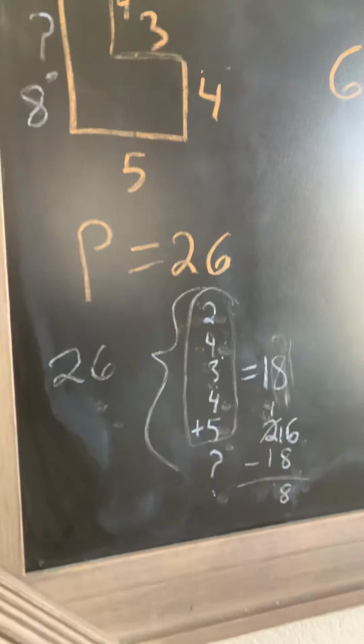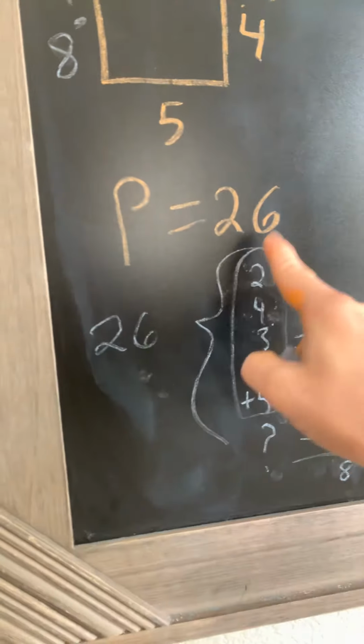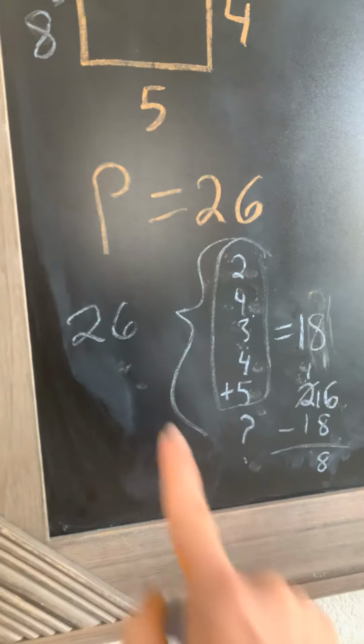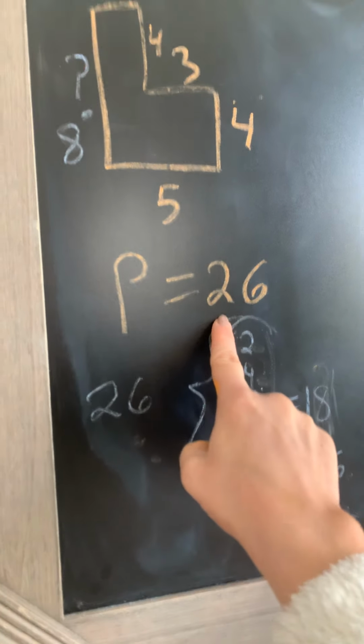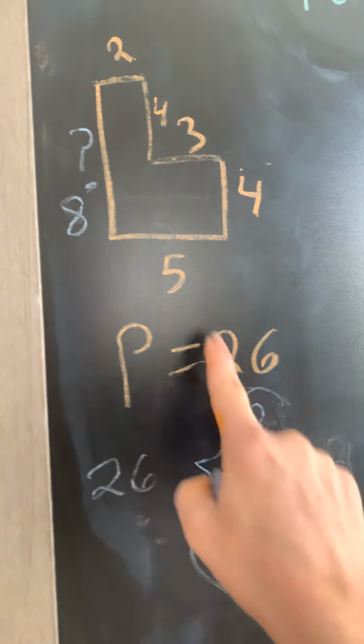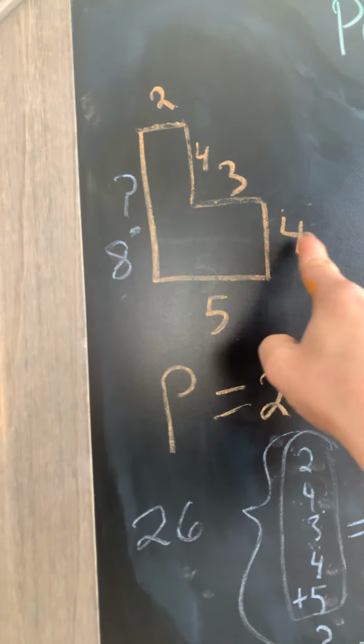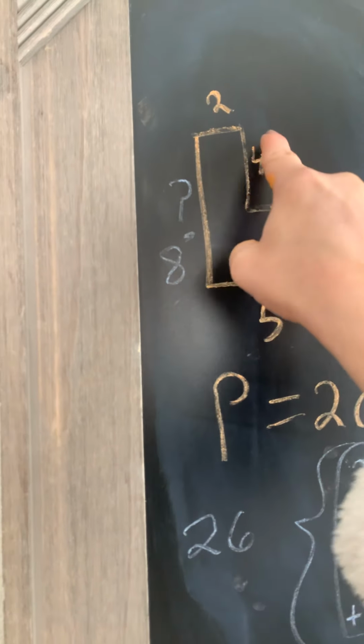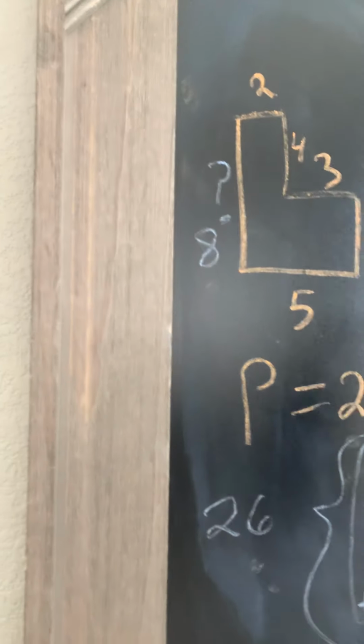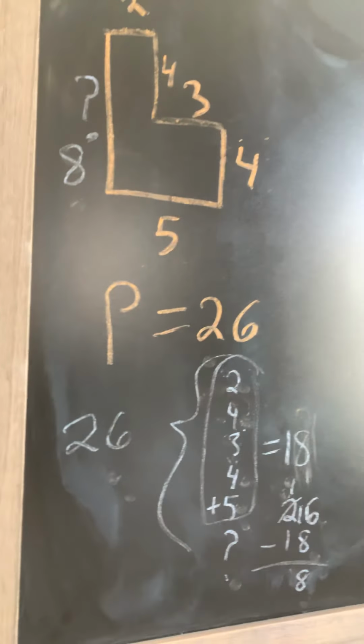Now again, check it to make sure that all 6 sides should add up to be 26, okay? I know 8, 9, 10, 11, 12, 13, 14, 15, 16, 17, 18, 19, 20, 21, 22, 23, 24, 25, 26. Remember, always check your work.